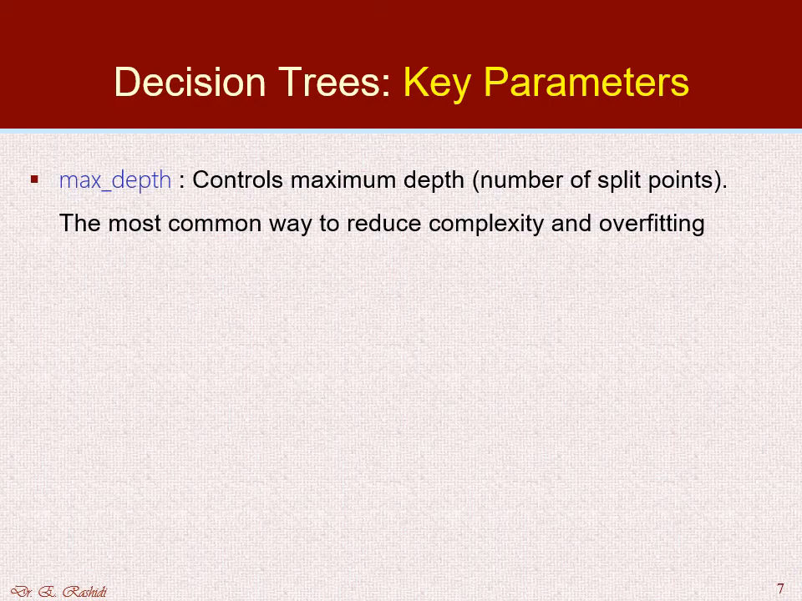Basically, it means how much you want to grow your tree, branch after branch after branch, or nodes after nodes after nodes, or subtrees. Max depth is the most common way to reduce complexity and avoid overfitting.